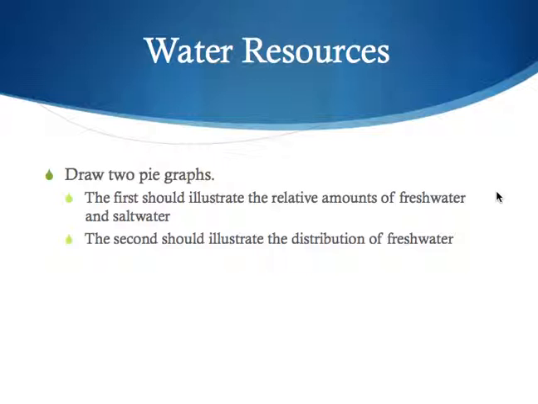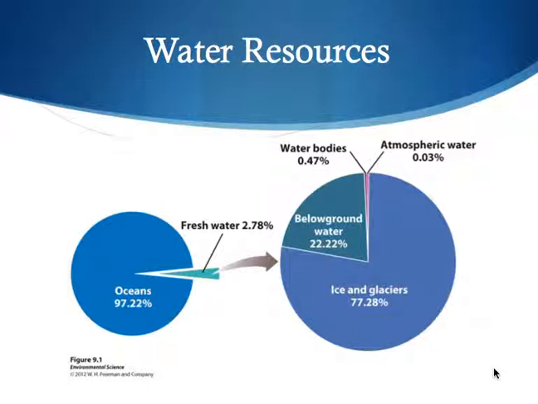First of all, take a minute to draw two pie graphs. The first should illustrate the relative amounts of fresh water and salt water, and the second should illustrate the distribution of fresh water. If you need a moment, please stop this video and then restart it when you're ready. Okay, here's an example of what you should have drawn.